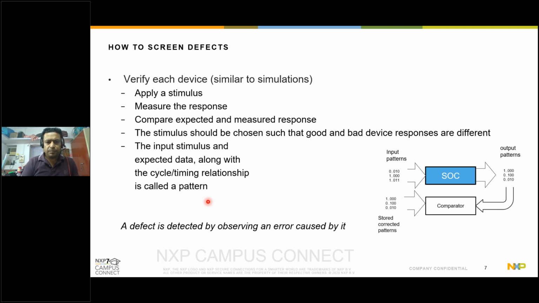This will indicate that there is some fault present in your design, and that particular chip needs to be discarded. Now the condition here is that the stimulus that you choose should be such that it causes a difference in response between a good and a bad device, so that you can do the comparison. This input stimulus and the expected data and their cycle timing relationship is called a pattern. So a pattern is a set of input stimulus and expected data which you apply to an SOC to detect a defect.